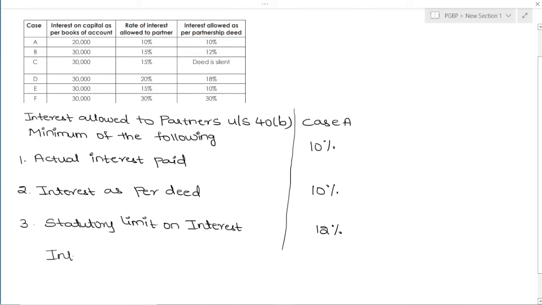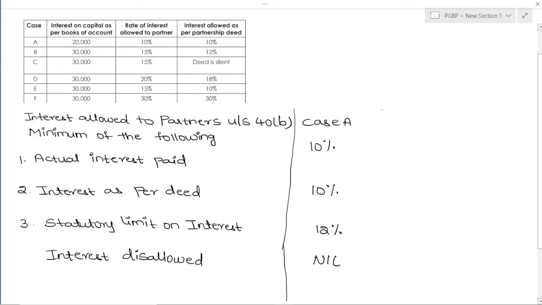Right? Now, we'll write the fourth thing in the same column, that is interest disallowed. There only we'll do small workings and we'll do the whole solution. What is interest disallowed? Tell me. Simple. We can say, because 12% is the limit, 10% actual, 10% as per deed, so obviously whatever is paid is allowed. So we will write not applicable, nil. So interest disallowed in case A is nil.